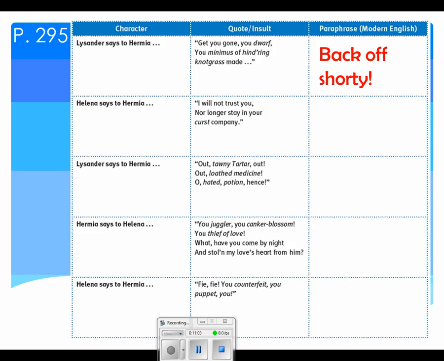Now, I only did the one with you guys. One of the biggest assignments that you have is with the script that you receive tomorrow.